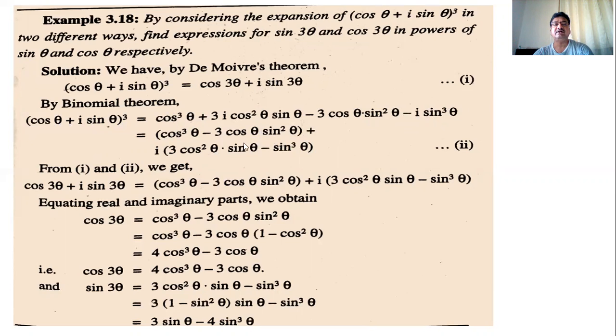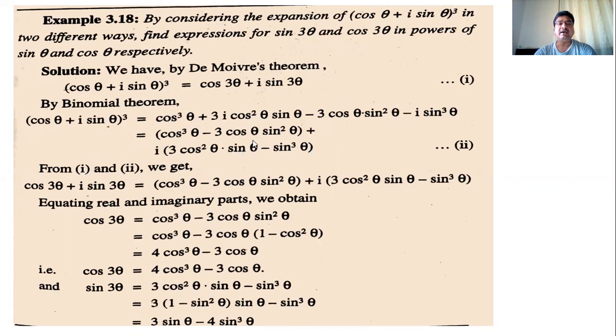Then collect the imaginary part and the real part. The part that is free from i is called the real part, that is cos cube theta minus 3 cos theta sin square theta in one bracket, plus, taking i common from the two terms, 3 cos square theta sin theta minus sin cube theta. This is the imaginary part and this is the real part. So this is in the x plus iy form.